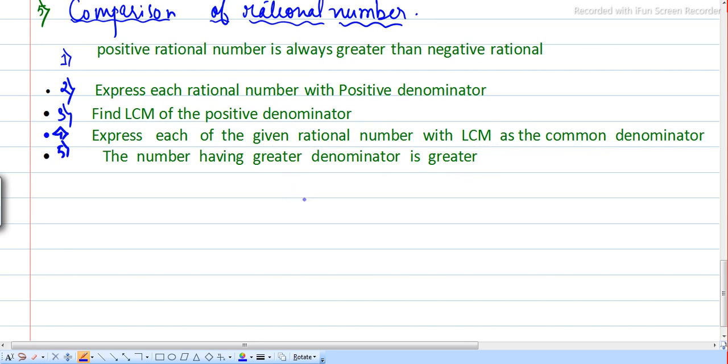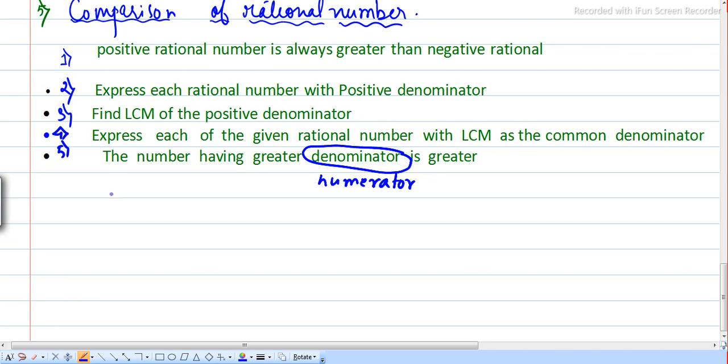The denominator should be the same. Now if the denominator is the same, the number with the greater numerator will be greater. Okay, so this one, not denominator, it is numerator. This step was wrong; it is not denominator, it is numerator. So the number having the greater numerator will be greater.